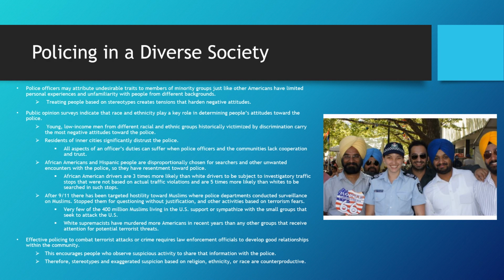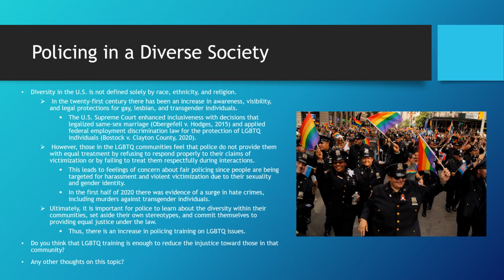terroristic threats. Essentially, effective policing to combat terroristic attacks or crime requires law enforcement officials to develop good relationships within the community. This encourages people who observe suspicious activity to share the information with the police. Therefore, stereotypes and exaggerated suspicion based on religion, ethnicity, or race are counterproductive.